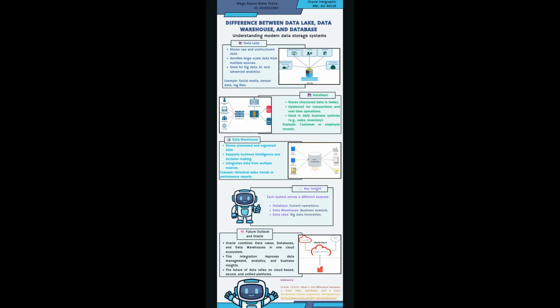Each one has a different purpose in modern data architecture. The database manages real-time structured data for daily operations. The data warehouse stores historical, organized data for business analysis, and the data lake keeps large amounts of raw and unstructured data for future analytics. Together, they form a modern data ecosystem that drives analytics, artificial intelligence, and digital transformation.